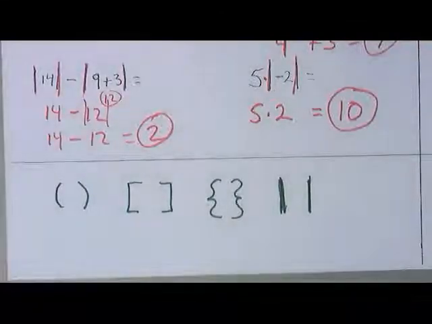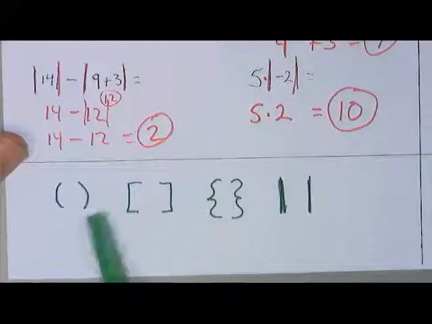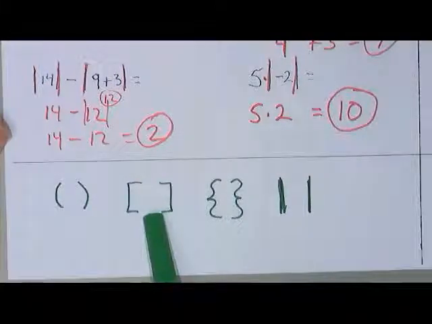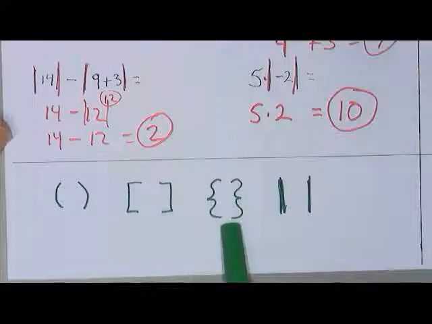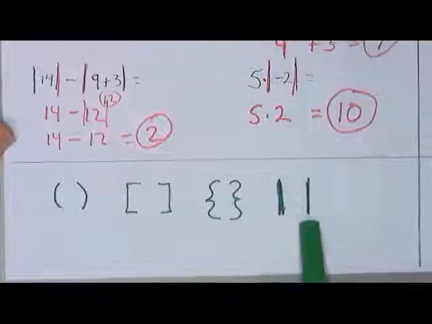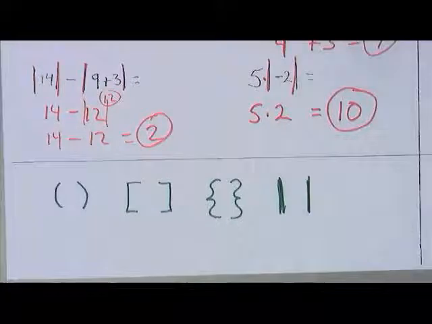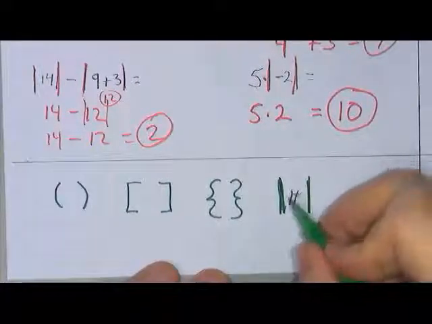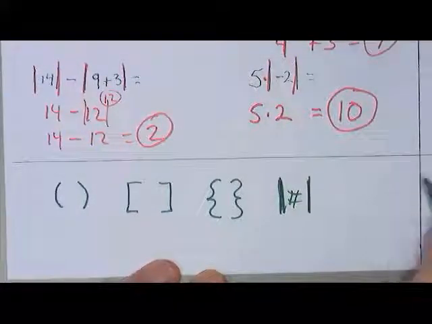One last thing to mention, you don't have to write this, but we have grouping symbols like parentheses, brackets, braces, and now we have absolute value, which means whatever number's in here, it's asking how far away it is from 0.